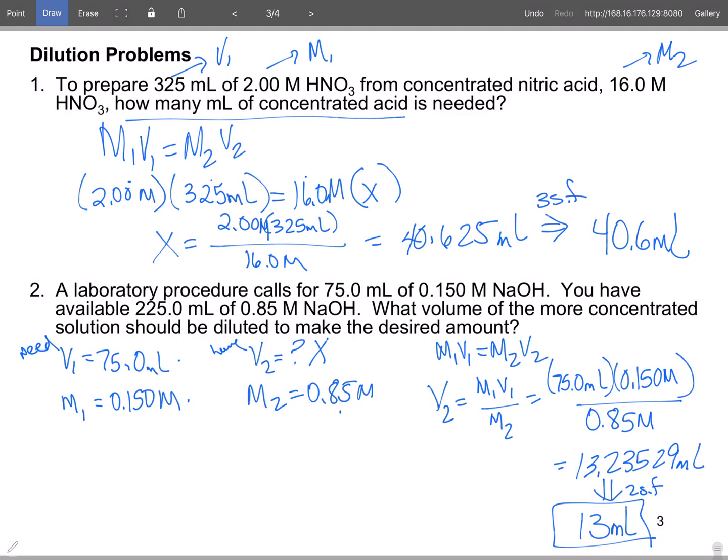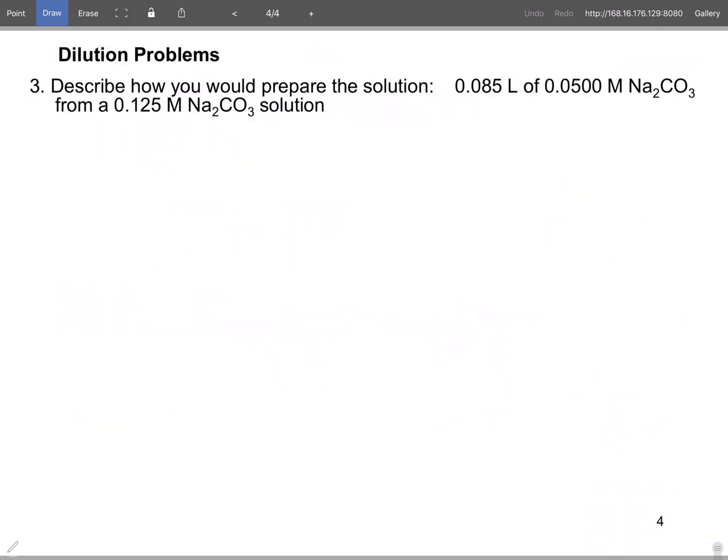Now, which way works better? Whichever way makes you happy. Both of them do the same thing. I like to rearrange variables. A lot of people like to work with the numbers once they've got them in. Describe how you would prepare the solution of 0.05 liters of that from 0.125 molar solution.